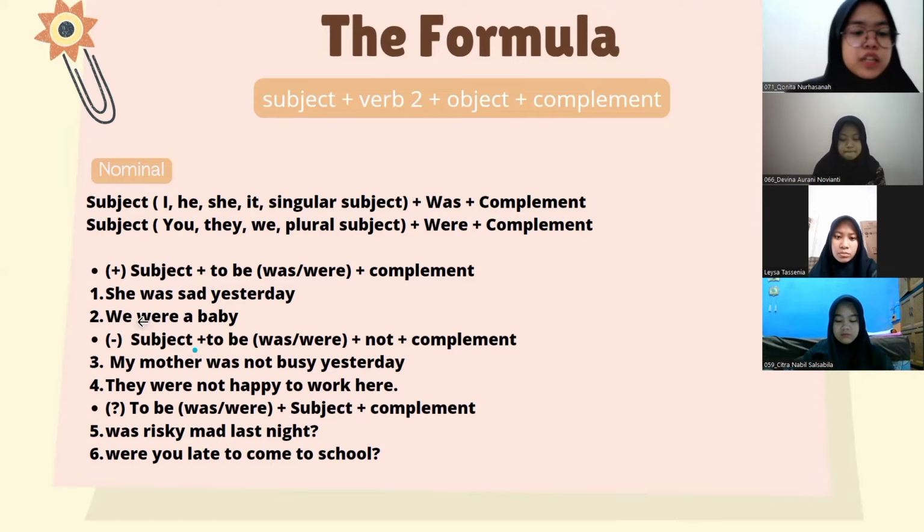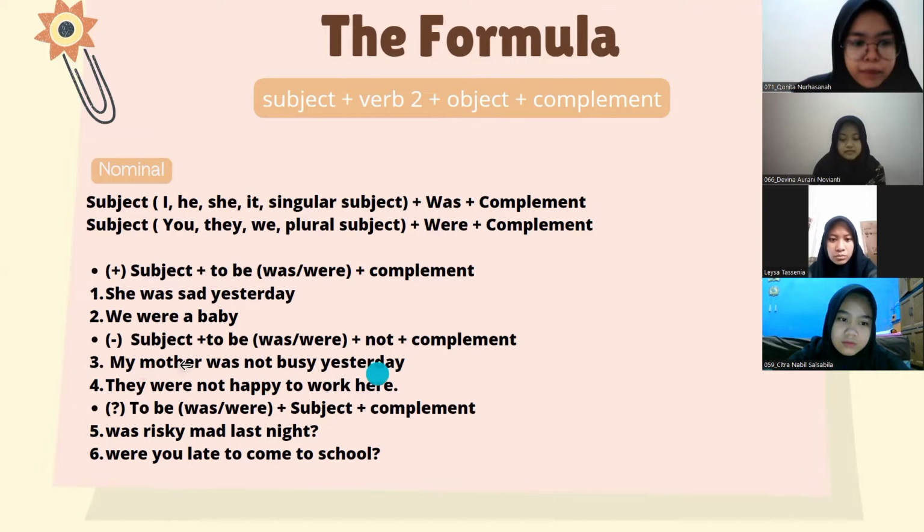And then move to the negative sentence. It's quite the same as a positive sentence, but you just add not after to be. So let's take a look at the example. My mother was not busy yesterday. My mother as a subject or as a singular subject, and then followed by was, followed by not, and then followed by complement, yaitu busy yesterday. So my mother was not busy yesterday.